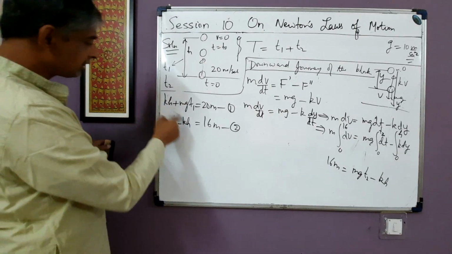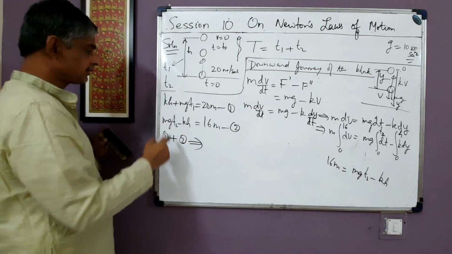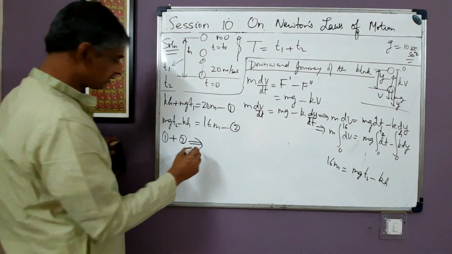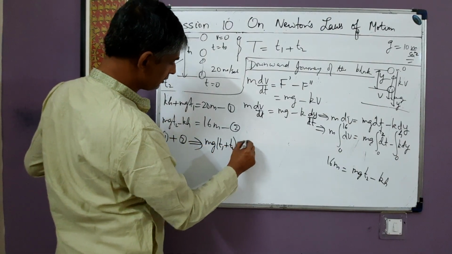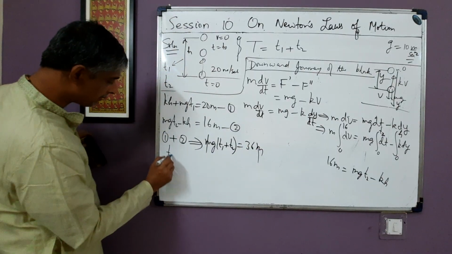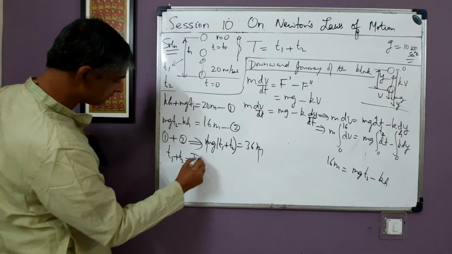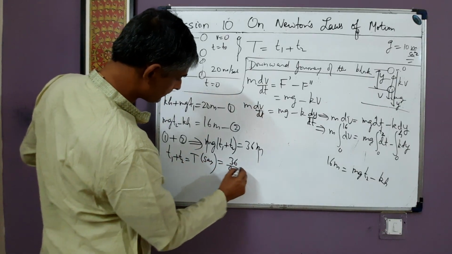Now if we add these two equations, kh will go away. When the first and second equations are added, kh and kh go away. What do we get? mg into t1 plus t2 is equal to 36m. m and m will go away. The total time of journey is t1 plus t2, which is T, as we said initially. That becomes 36 by g.